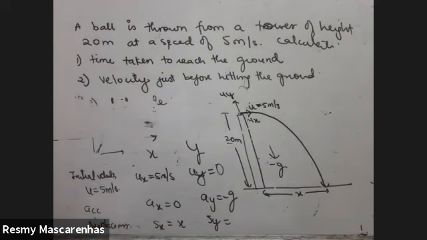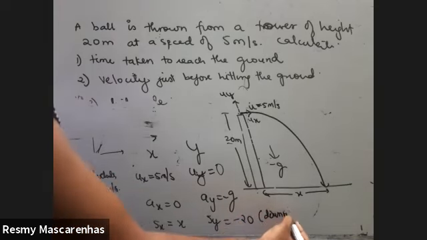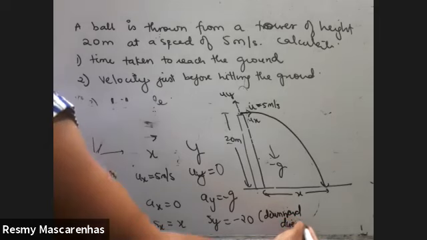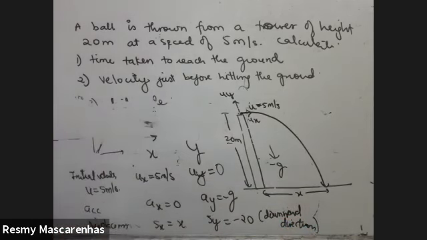What is the height of the tower? 20. Yes. But now the ball is coming downwards. So remember the rule: whenever it is going up, the displacement has to be taken positive. Whenever it is coming down, you have to take displacement as negative. That's why you have to take minus 20, because it is the downward direction. And time has been asked to calculate.